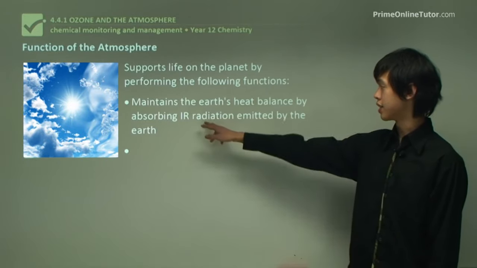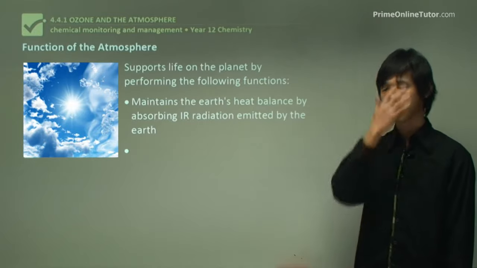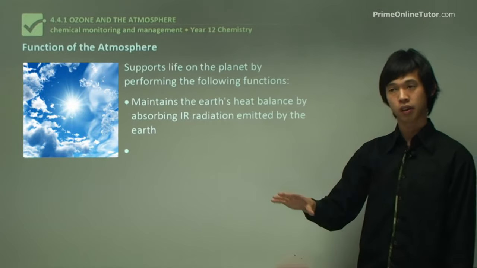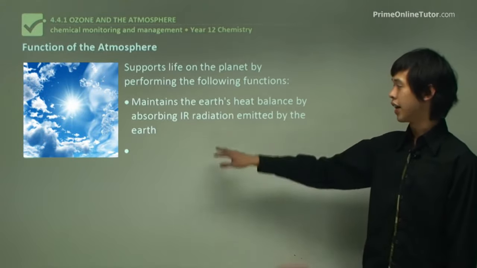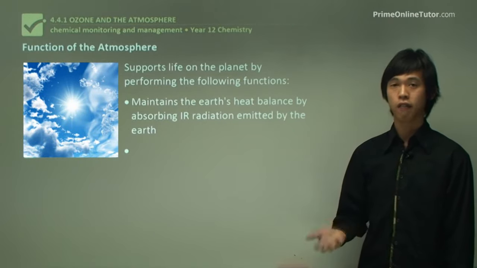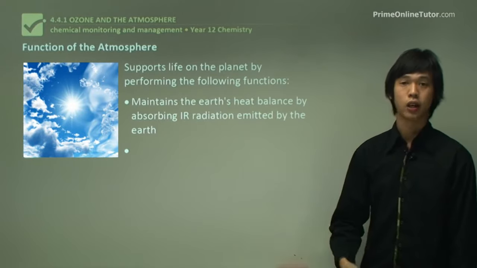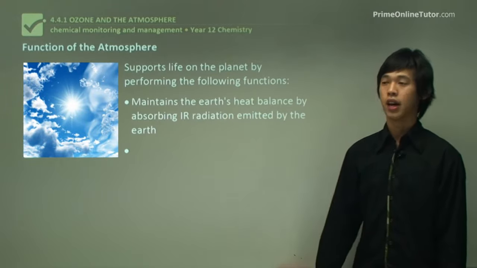Additionally, it maintains the heat balance. So what that means is that the temperature of the Earth is essentially the same or stays constant. Now, it does this by absorbing the heat emitted from the Earth after it has been absorbed by the sun. And that is done through certain gases like water and carbon dioxide, as well as methane.